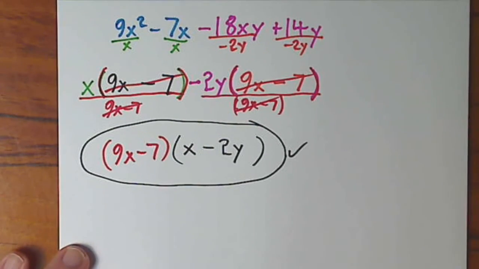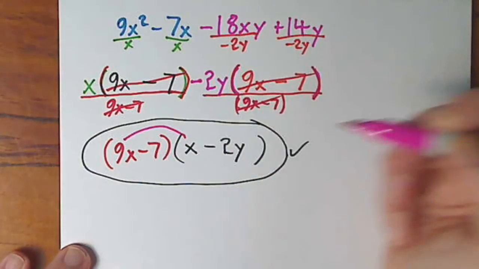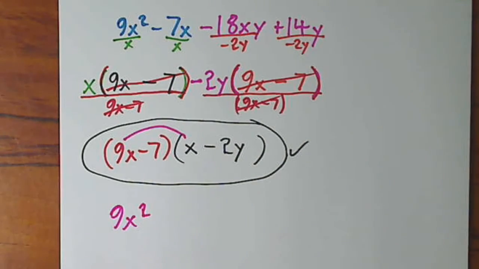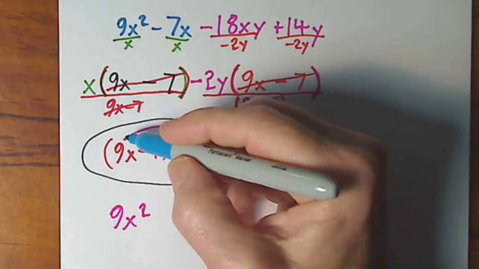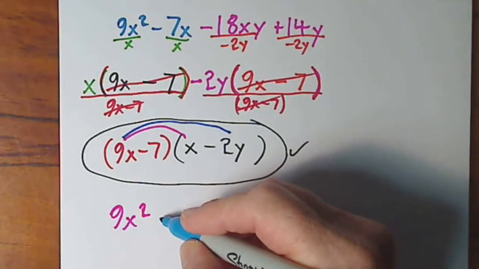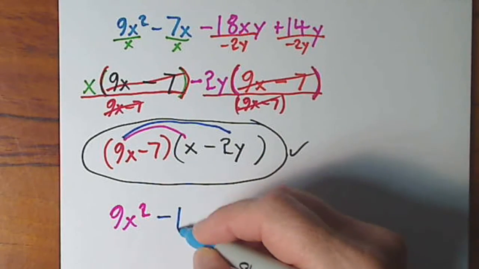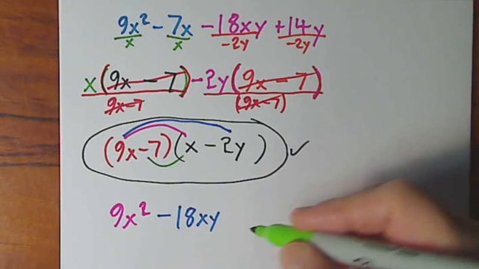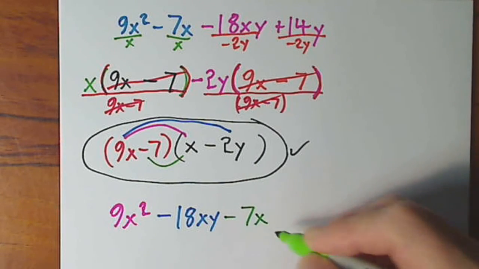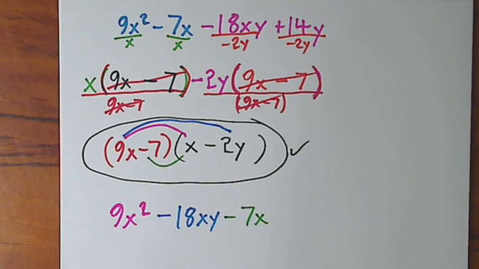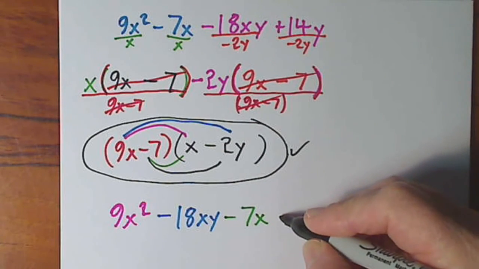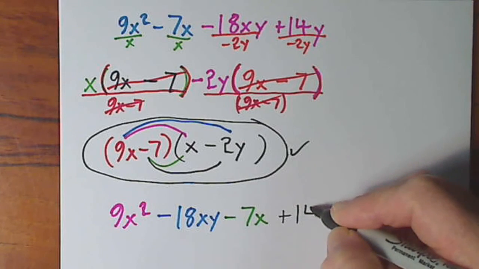Okay? So I'll just check that now. 9 times x would give us 9x squared. Then 9 times negative 2y would give us negative 18xy. Then if we multiply negative 7 times x, we would get negative 7x. And finally, our last term would be negative 7 times negative 2y, which is positive 14y.